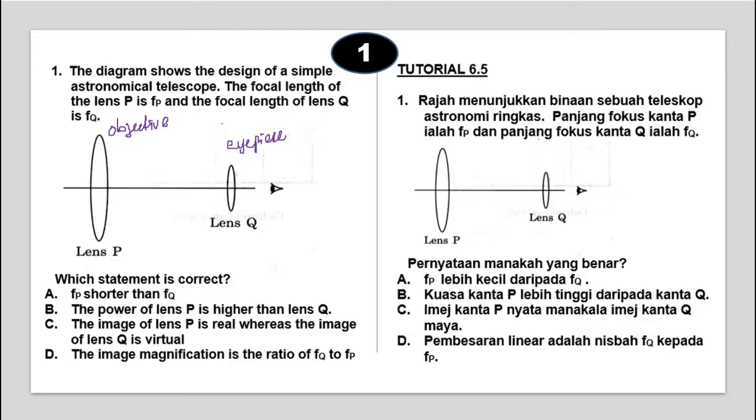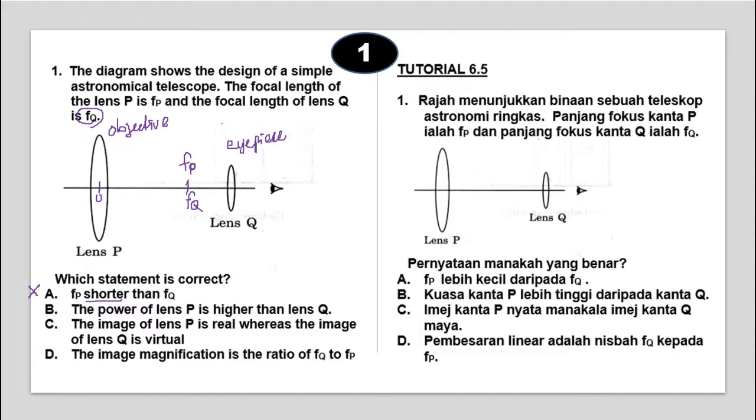Next, FP. Since FP is the focal length of the objective lens, it should be longer. Okay, we change this one to FP. And then FE, the eyepiece, usually nearer to our eyes, has a shorter focal length. Here we follow the FQ, the focal length of the eyepiece will be FQ. Now look at the statement: FP shorter than FQ. Not correct, right? This one should be longer. From the optical center of lens P to the focal point, as you can see, it should be longer, not shorter. So this is not our answer.